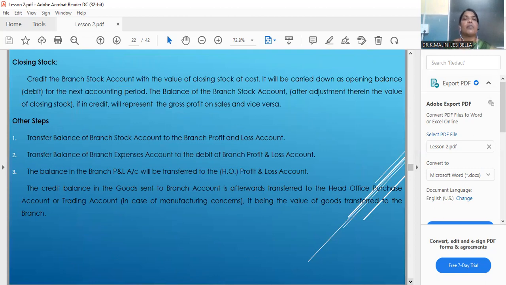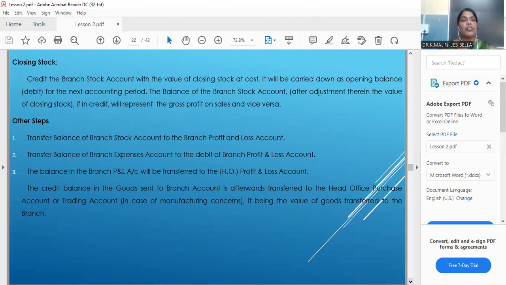Okay. So the other steps I have also given here. See the steps one by one. Transfer the balance of the branch stock account to the branch profit and loss account. Then transfer the balance of the branch expenses account, debit of branch profit. Okay.